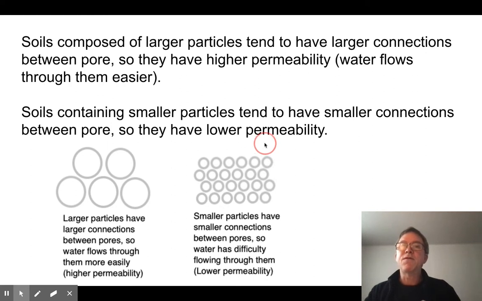What we find is that soils that are composed of large particles tend to have larger connections, and that gives them higher permeability. If I pour water into gravel, it flows through very easily. If I pour it into sand, it flows through a little harder. If I pour it into something that's even smaller than that, it really has a hard time going through. So what we find is small particles make for small connections, and that makes for low permeability.